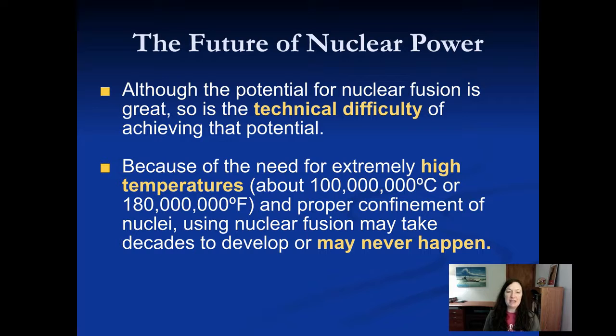You can see the temperatures on the screen there that are required: over 100 million degrees Celsius or 180 million degrees Fahrenheit. And just think about what you need to create that sort of temperature, how much energy would need to be put in to raise the temperature that much. So we may never use it as an energy source. We may only see it here on Earth in damaging ways through nuclear weapons, which hopefully we won't actually see any nuclear weapons go off, any nuclear fusion on the Earth go off in the future.